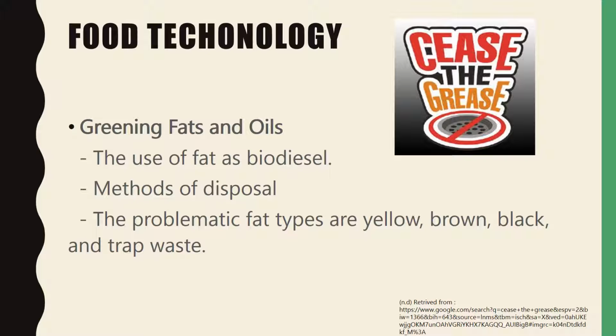Yellow grease is found in deep fryer grease and oil. Brown grease is found in restaurant grease traps. Black grease is congealed grease in sewer pipes, and trap grease is also considered other trap waste.